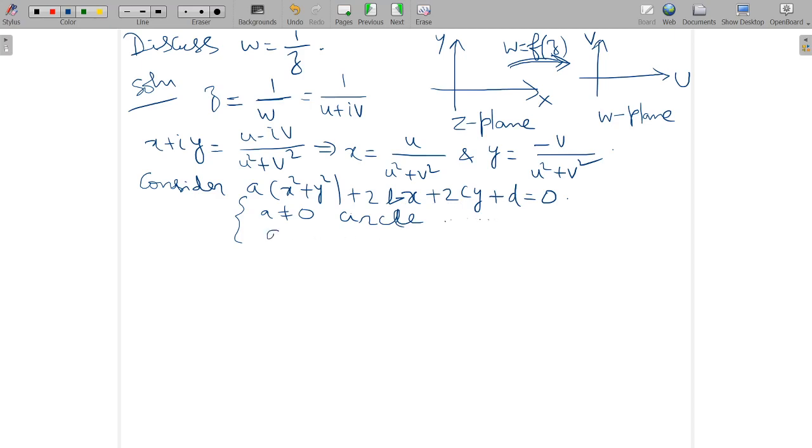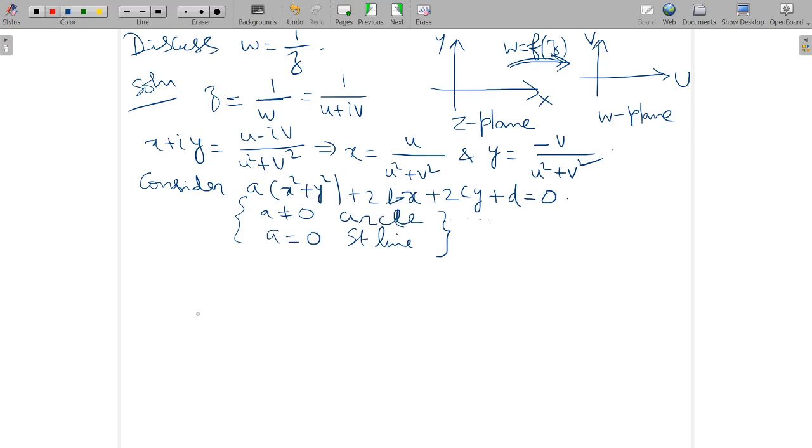And when I take a is equal to 0, x squared plus y squared vanishes, giving you a linear equation in x and y that will represent a straight line. So I represent a circle and a straight line in one equation. Depending upon the particular value of the constant, it becomes a circle or a straight line. Now I am going to find the image of this particular function.